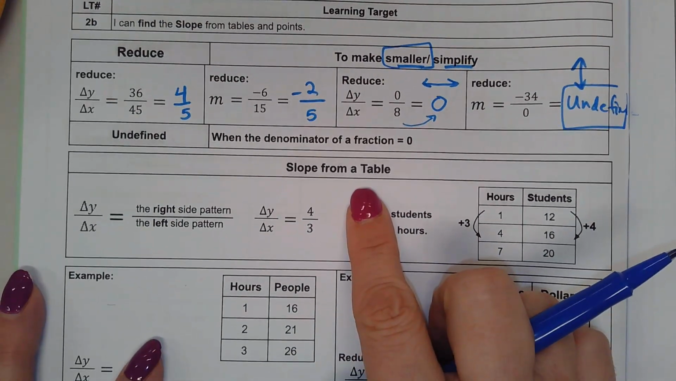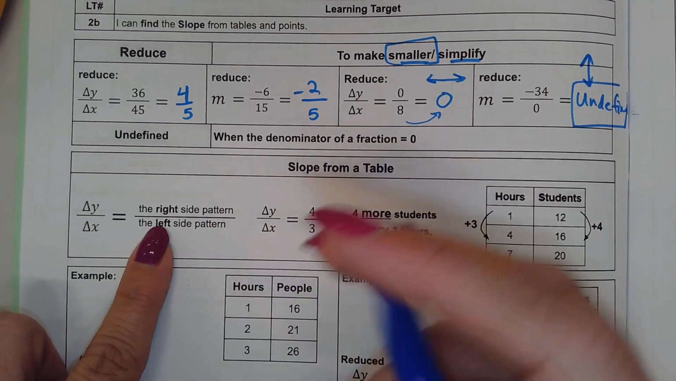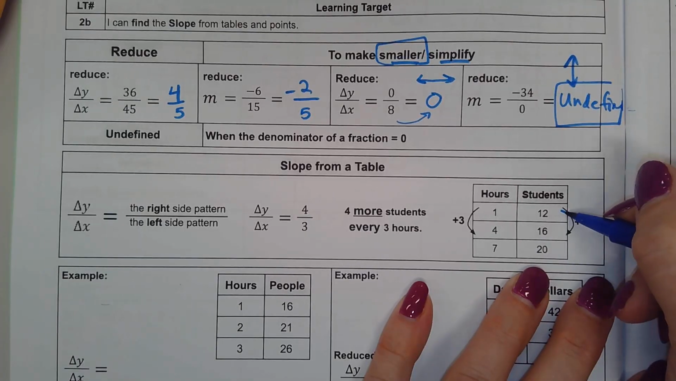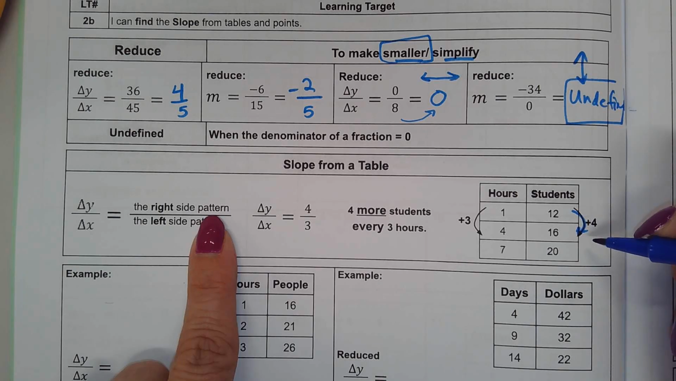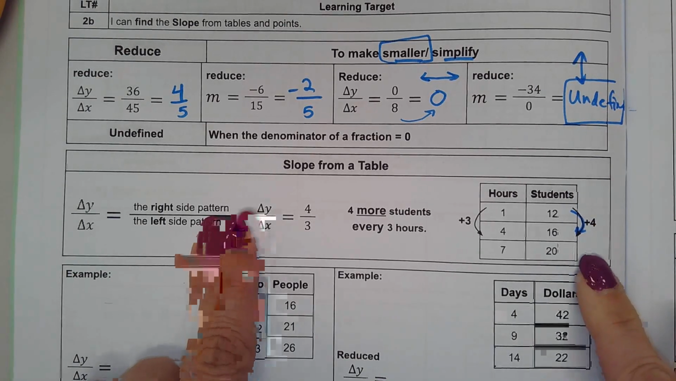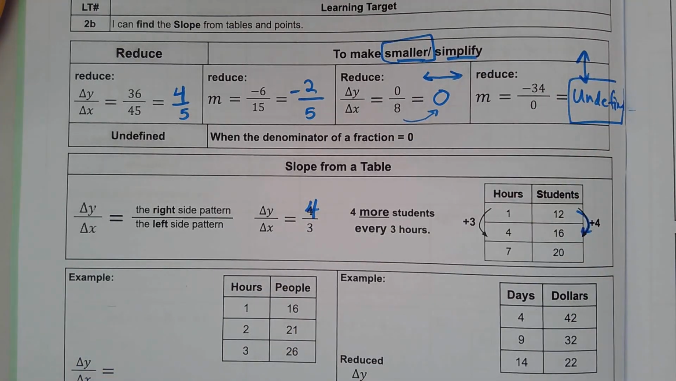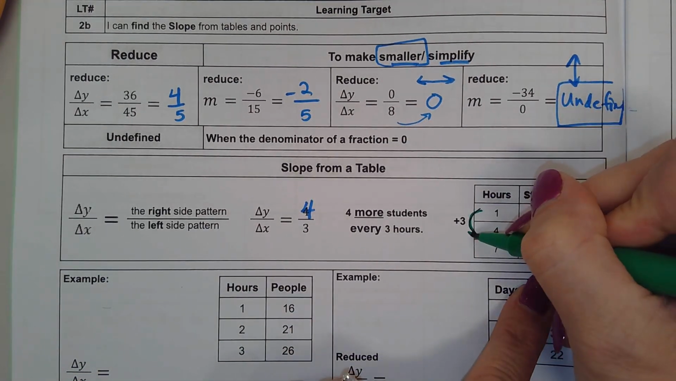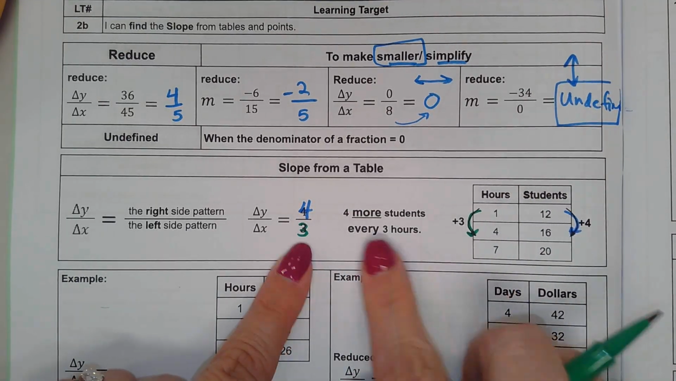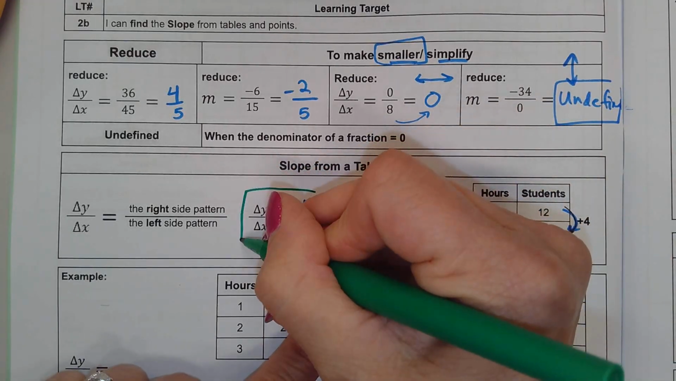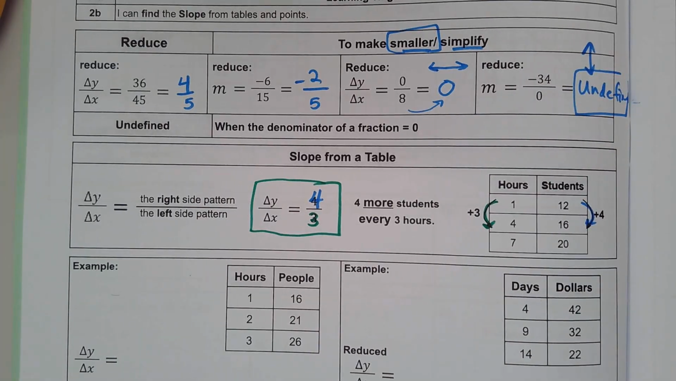Okay. We have learned how to do slope from a table before, because it's just the pattern. So delta y is the y side. It's the right side of the pattern. Okay, so over here we have 4 more students. So 4 goes on top. Every 3 hours. So 3 goes in the bottom. And that is the slope fraction, which is the pattern from the table.